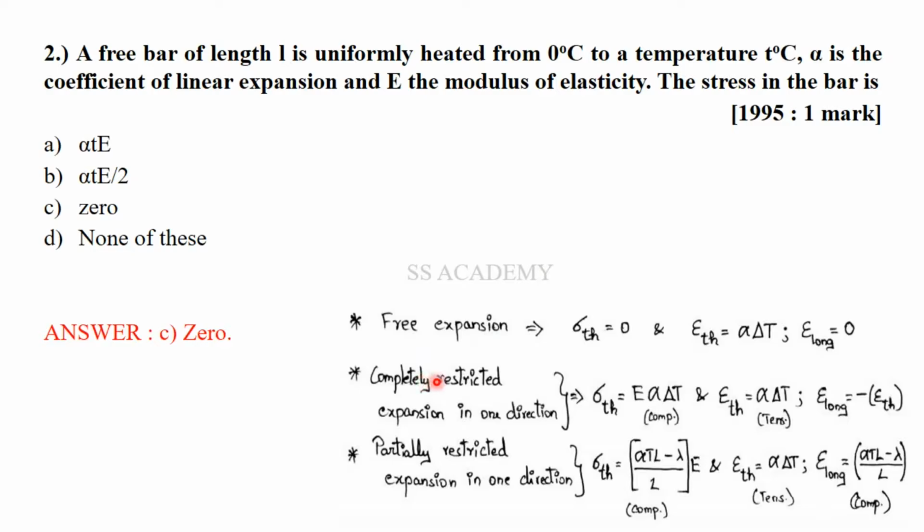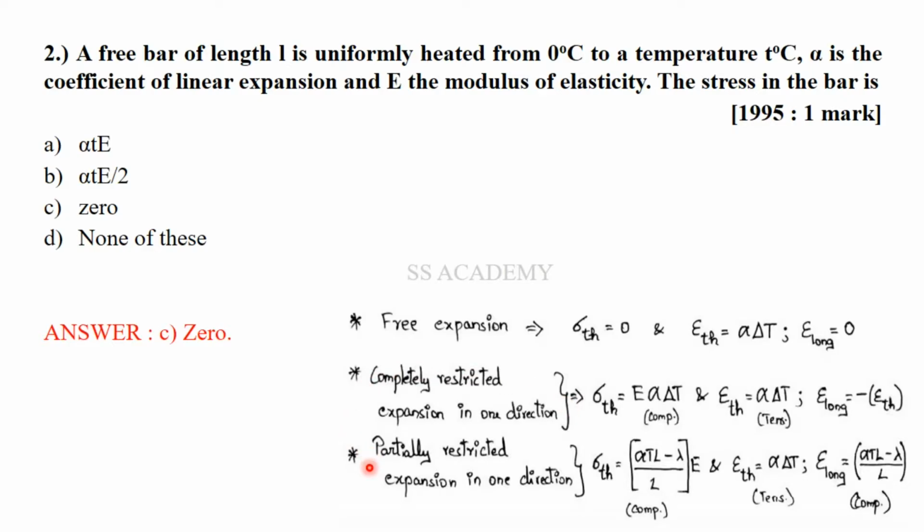Now we will go for completely restricted expansion in one direction. This happens when the rod is held rigidly between two pinned supports or two fixed supports. In such a case, the expansion is restricted, that is, the thermal strain is restricted. The restricted thermal strain causes a negative compressive strain. For example, if there is a temperature rise, the rod will try to expand, but since there is restriction, there will be a negative compressive strain resulting in a thermal stress, which is compressive in nature, given as E alpha delta T. Now we are going for partially restricted expansion in one direction.